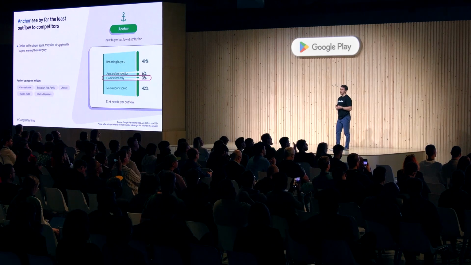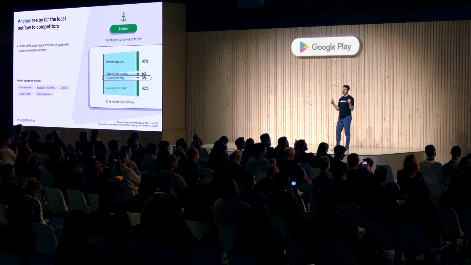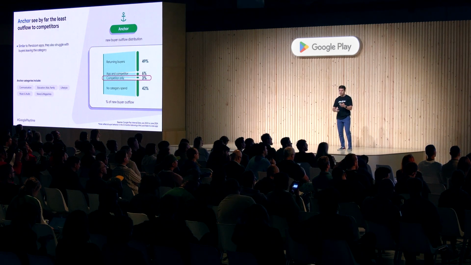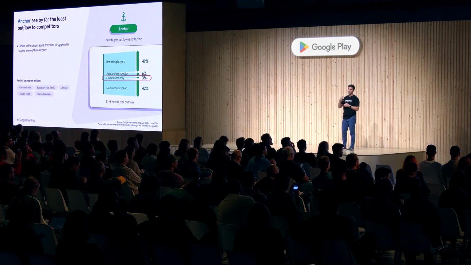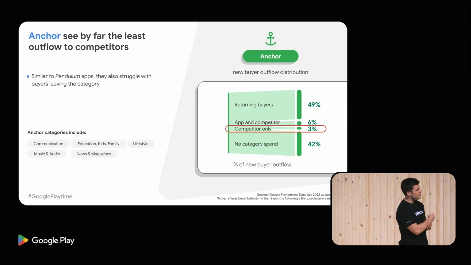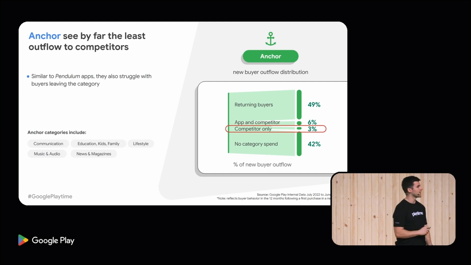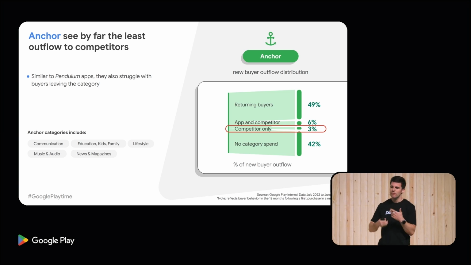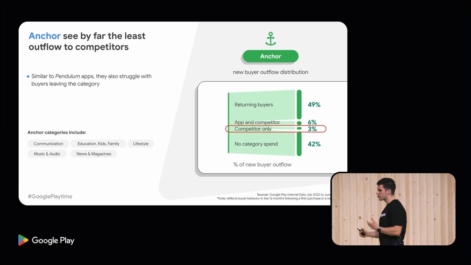Next, when we look at the anchor apps, we see that they have by far the least outflow to competitors at just 3%. And this could be somewhat intuitive if you remember from the buyer inflows that just 7% of their new buyers were coming from other apps in the same category. However, similar to pendulum apps, we see that they have a substantial percentage of buyers no longer spending in the category at 42%. So, given that they're not going to competitors, what features and user experiences can we consider adding to keep these buyers around?